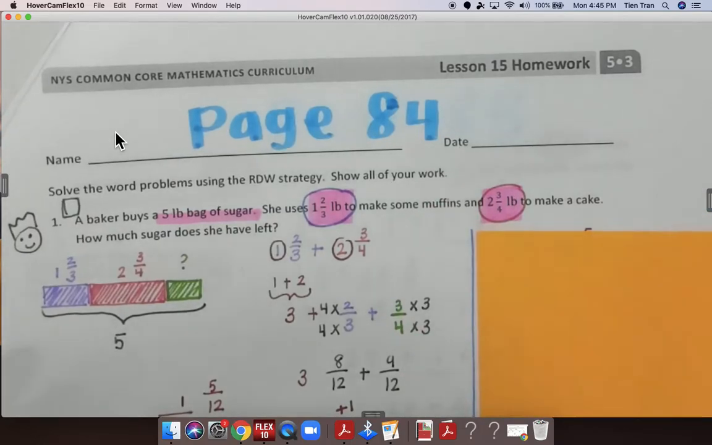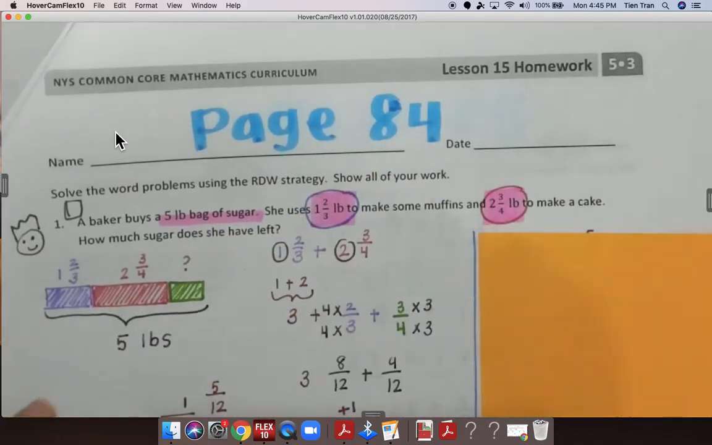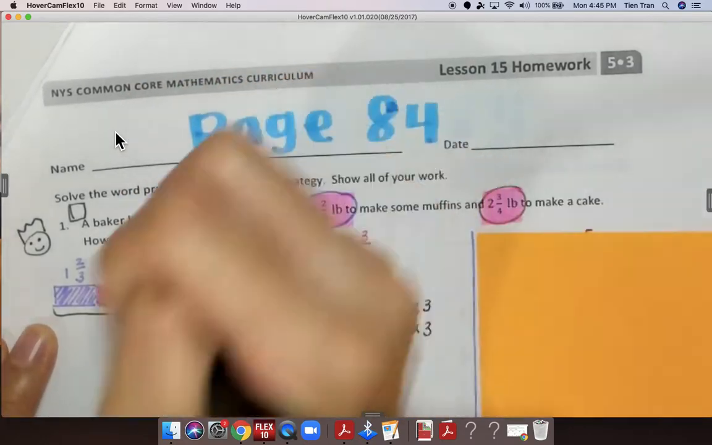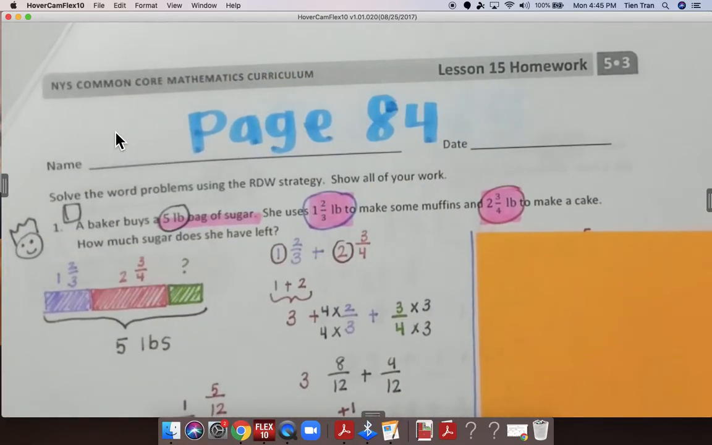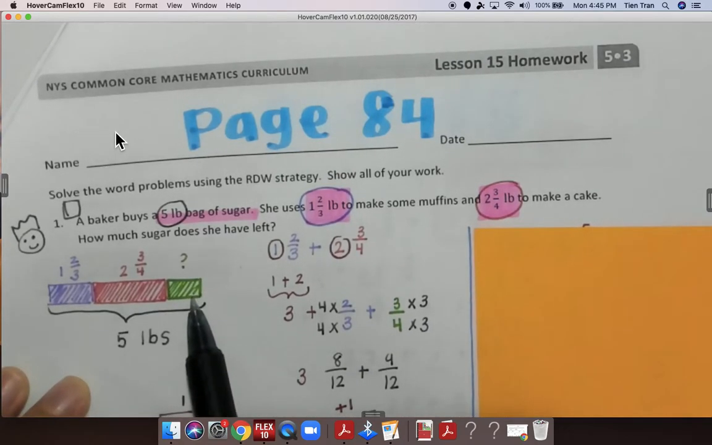We don't know how much sugar she has left, but we do know how many pounds of sugar she began with, which is 5 pounds of sugar. Where did I get that number? Right in the word problem right there. So I have all of my numbers except for how much sugar she has left.